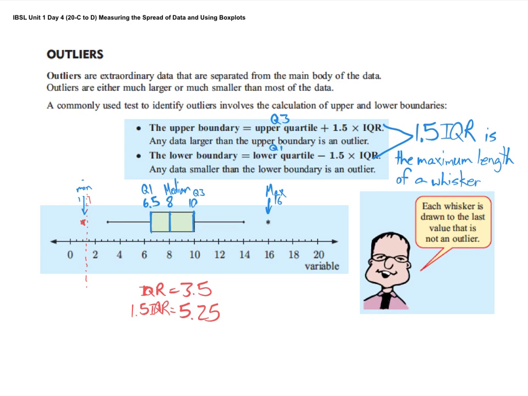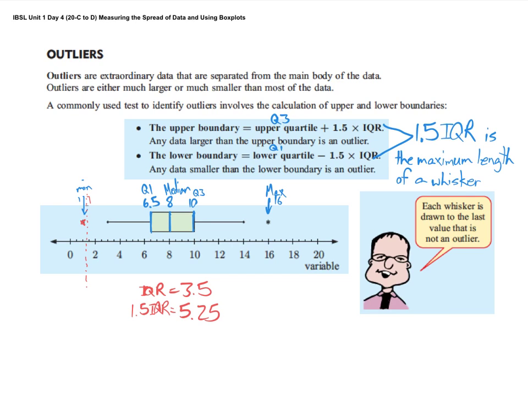Now, yes? Sorry, just asking, where did we get 1.5? Is that just like a value that we've determined? Oh, the 1.5 times the IQR? That's just kind of a rule that they've come up with. Okay. I'm not sure the origins of it, but.